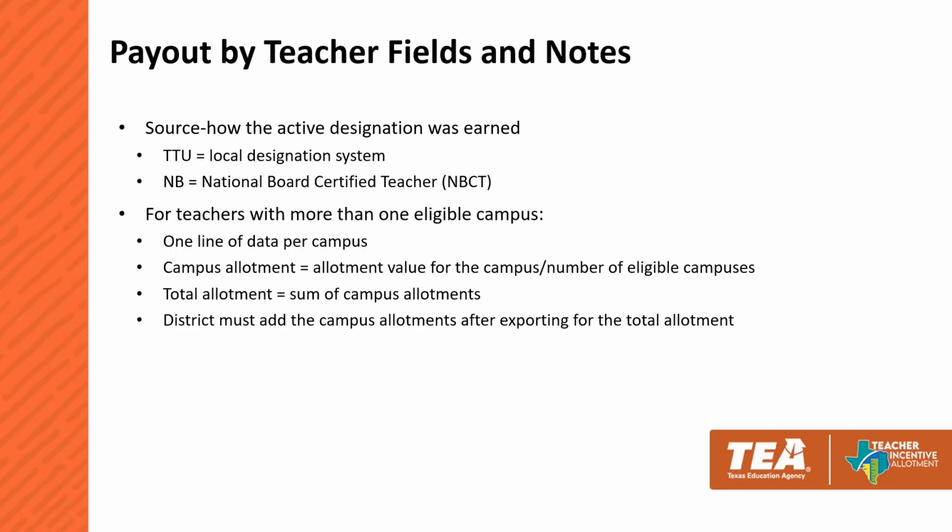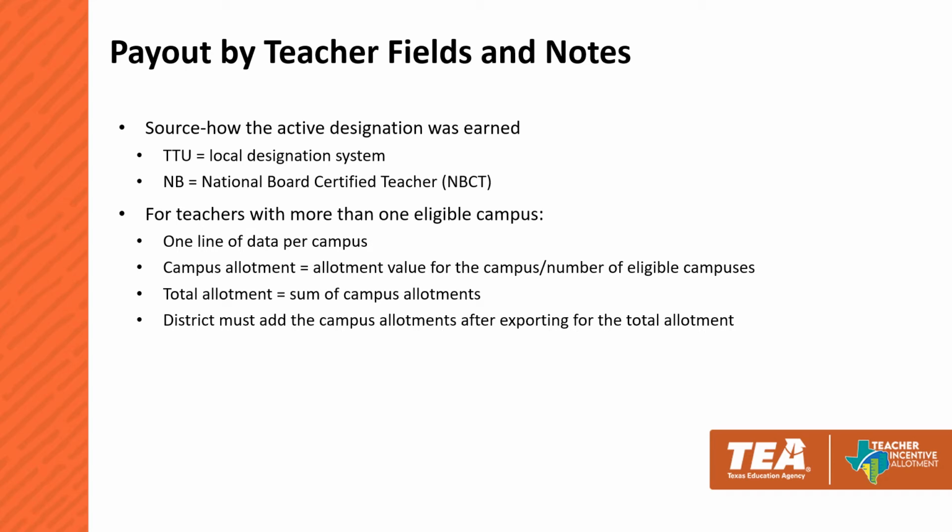A few notes about the payout by teacher column headers. The source will tell you how the active designation was earned. If it says TTU, that means that it was earned through a local designation system, either through the district's local designation system or another district if they are moving in. NB means they are a national board certified teacher and earned their designation through that route. If a teacher has more than one eligible campus, please note that there will be 1 line of data per campus. So multi-campus teachers will appear more than once on the payout report with 1 line of data per campus.